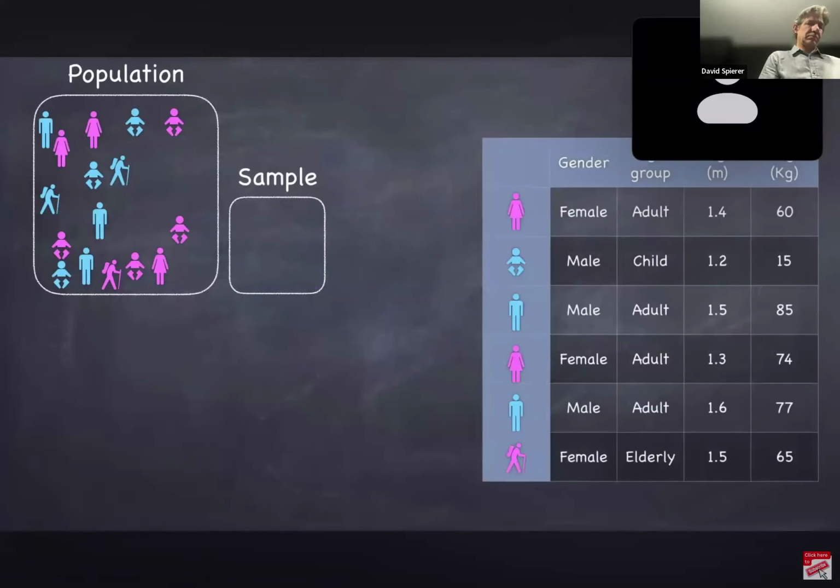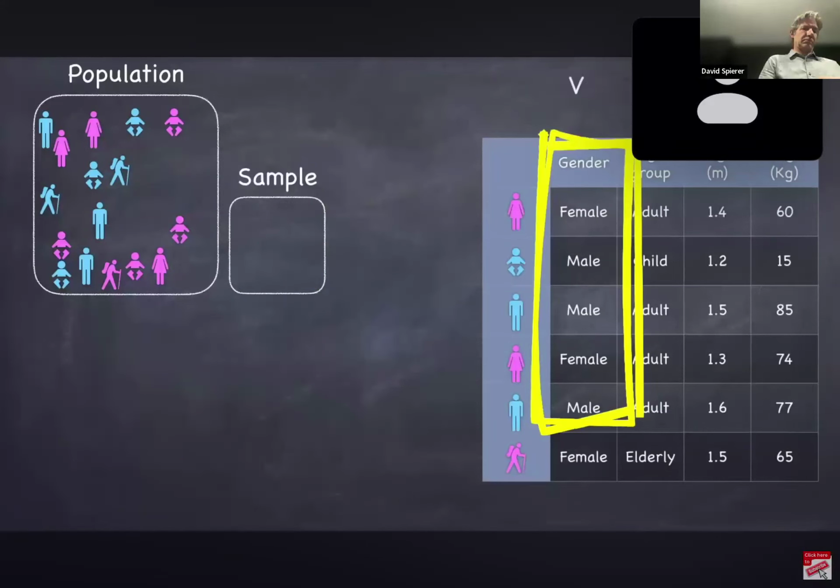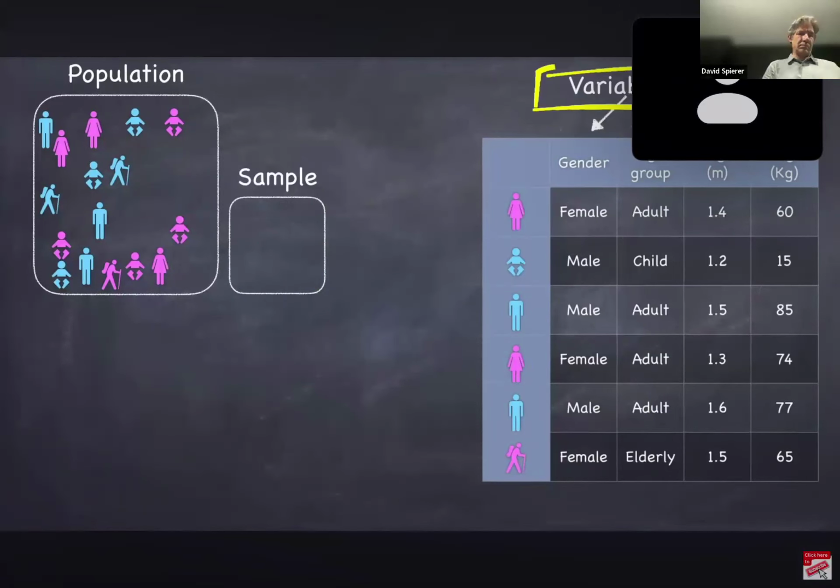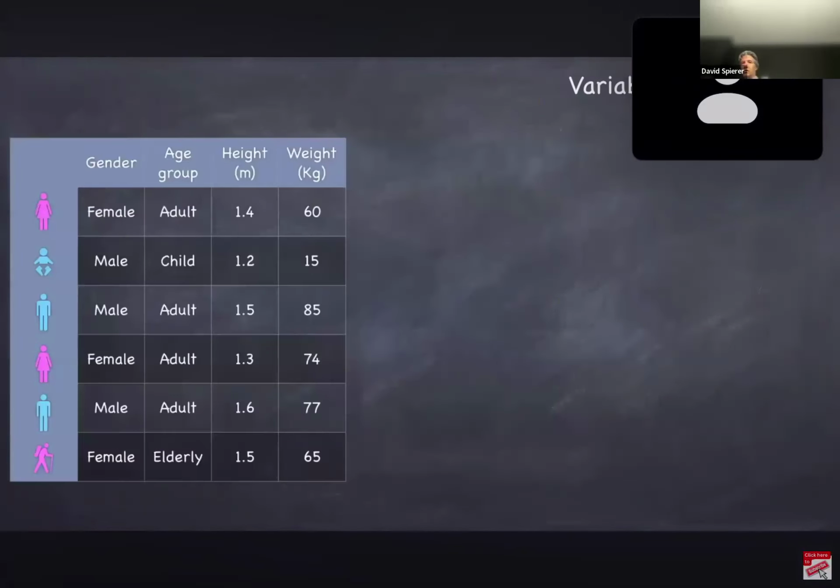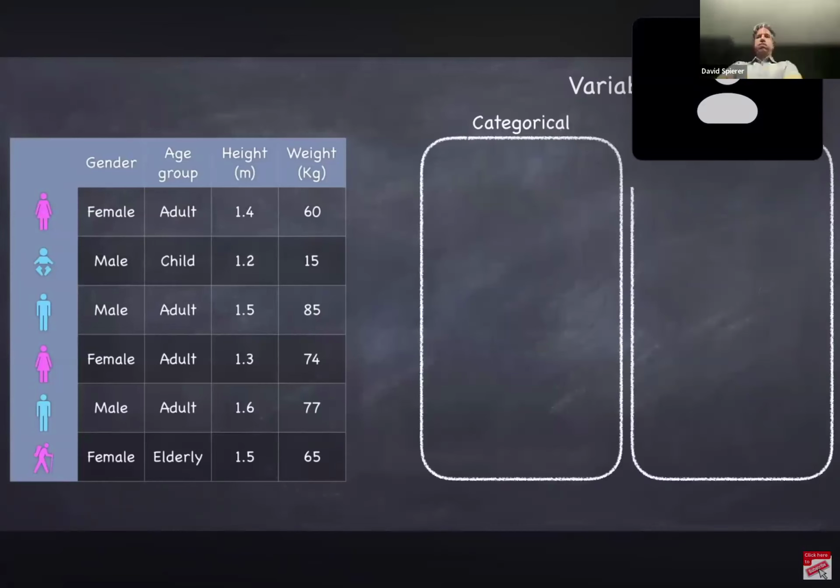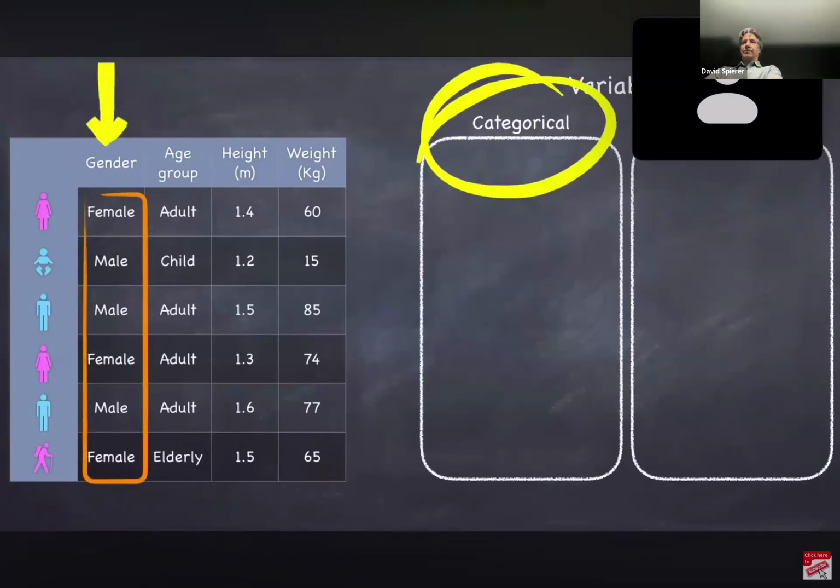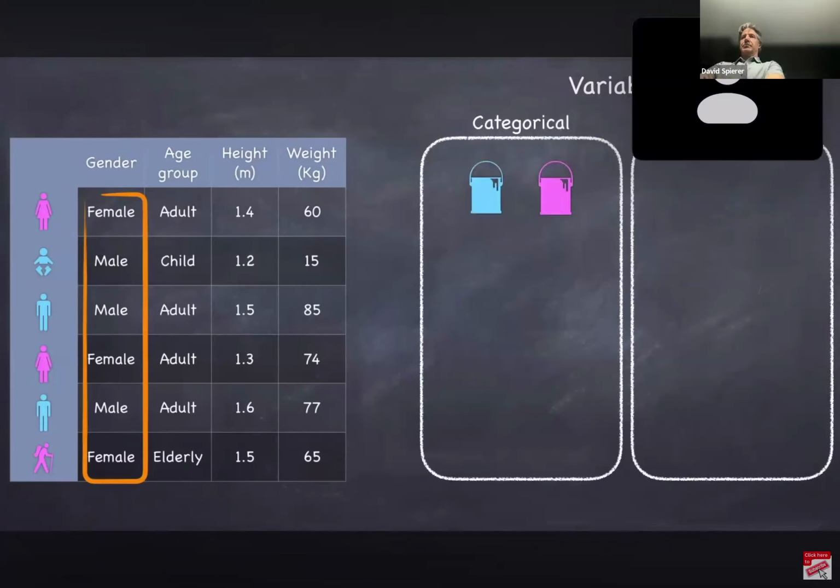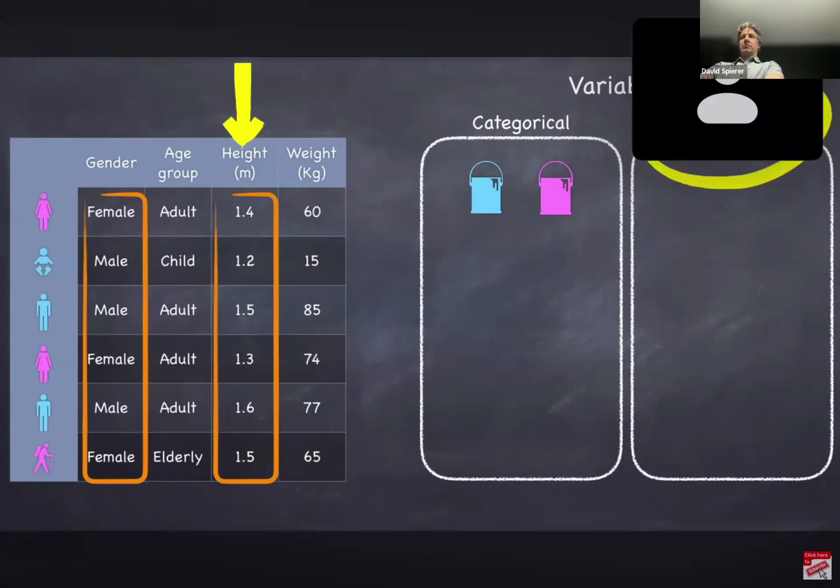Now, most data sets that you work with will contain two types of variables, categorical and numeric variables. Categorical variables, like gender, contain categories, as the name suggests. Think of them as groups or buckets that the data can be arranged into, in this case, males and females. Numeric variables, like height, are numbers, as the name suggests, and can be arranged on a number line.